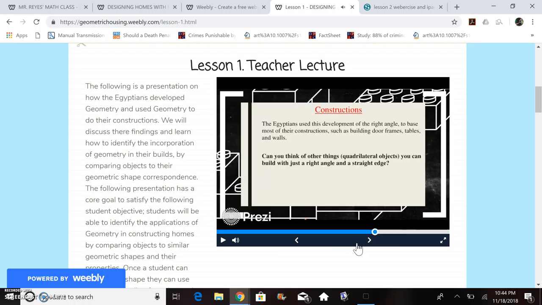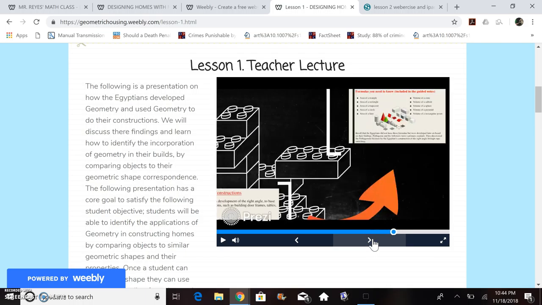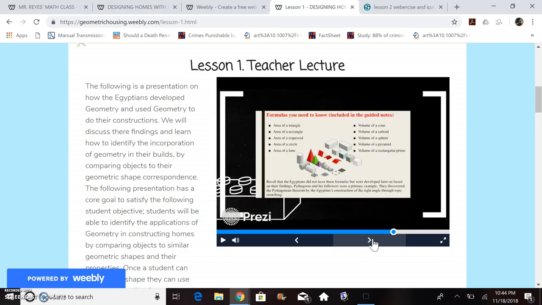Next, I talked about the constructions, the collateral objects that the Egyptians created, such as the square-based pyramid. Next, I talked about the formulas. The reason they are included in this slide is because these are formulas that the Egyptians didn't really have. They were created later on, through their development.